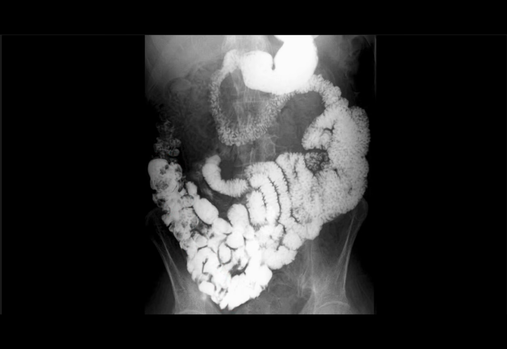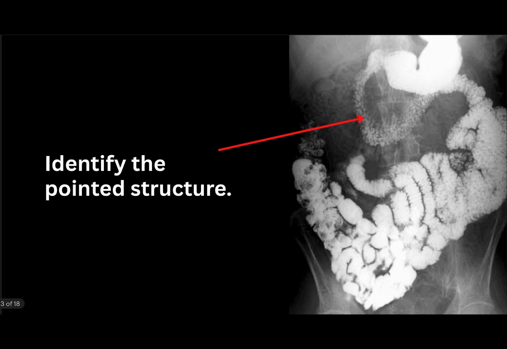Now moving on to the follow-up question. It says, identify the pointed structure. The pointed structure is the duodenum. Then more specifically, it is the second part of the duodenum.